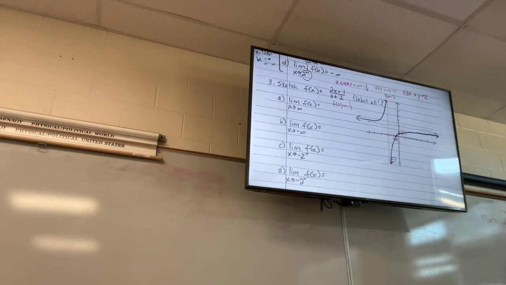Okay about that? Then what are A and B going to be? At least, what are A and B going to be? 2. Yeah, they'll both be 2 because it's the same as my end behavior asymptote.